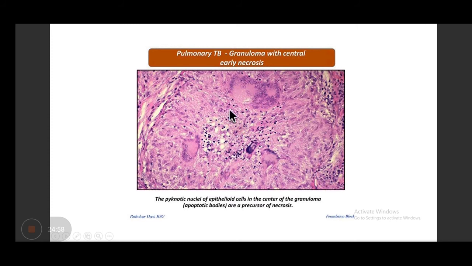Then on microscopy, we are seeing this. This is an early granuloma. In early granuloma, you see apoptotic bodies, that is, the pyknotic nuclei of the epithelioid cells. At this stage, you're not seeing well-formed epithelioid cells. Here you can see some epithelioid cells, but in early granuloma you see these pyknotic nuclei. Then you have these beautiful multinucleated giant cells, Langhans giant cell, surrounded by a cuff of lymphocytes. So this is granuloma with central early necrosis.